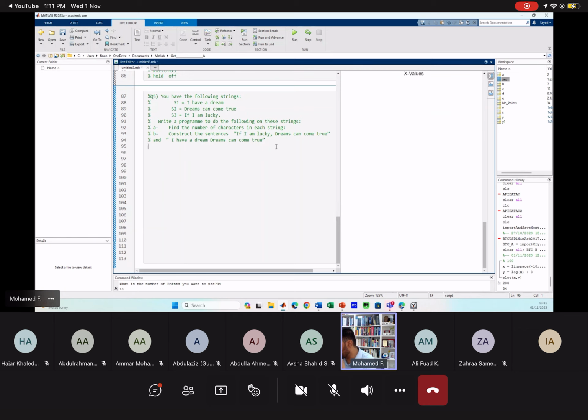Khadija said, do we have to write hold on before any new X and Y values? If you are going to just put them on each other, you do hold on. If you are not, you don't put hold on. Okay. So the question is very straightforward. Let's take these 3 sentences.